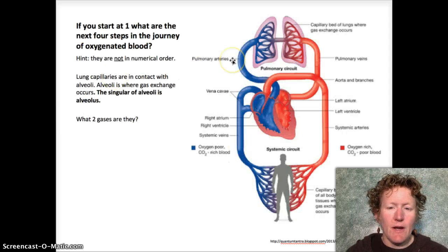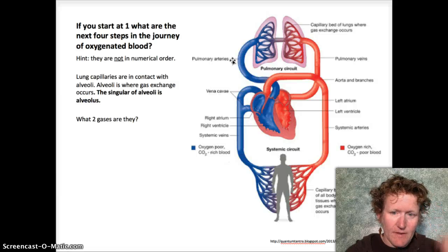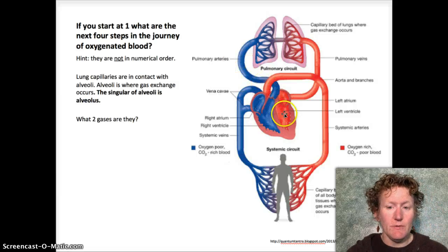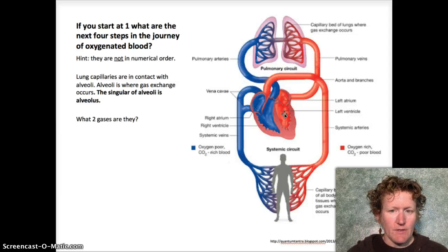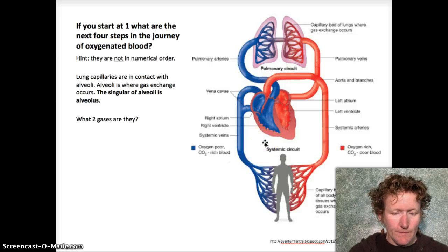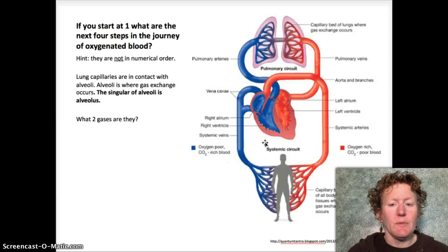If you can describe this diagram, it doesn't have numbers on it, but if you can put things in numerical order, this is similar to a diagram that you might see on the test, and if you can describe what goes on here, you're in very good shape for both an essay question and a multiple choice question.